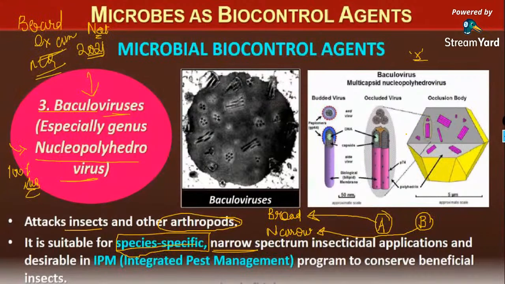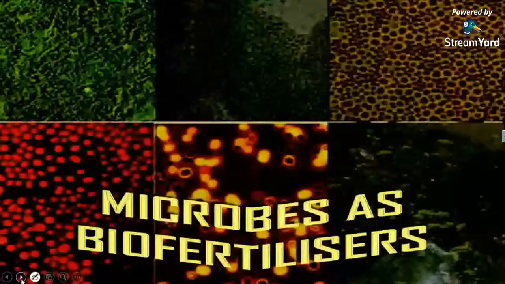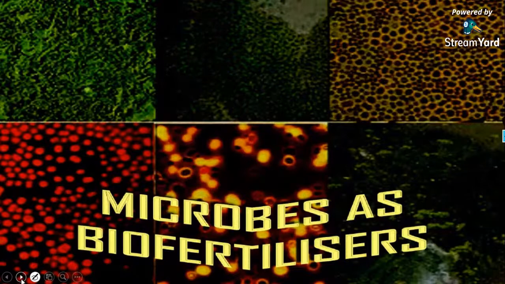So it is a narrow spectrum insecticide and is desirable in IPM, integrated pest management, an MCQ question, to conserve the beneficial insects. So that is all about the biocontrol agents: Bacillus thuringiensis, Trichoderma species, and the last one, baculoviruses. Next, you have the microbes in biofertilizers.